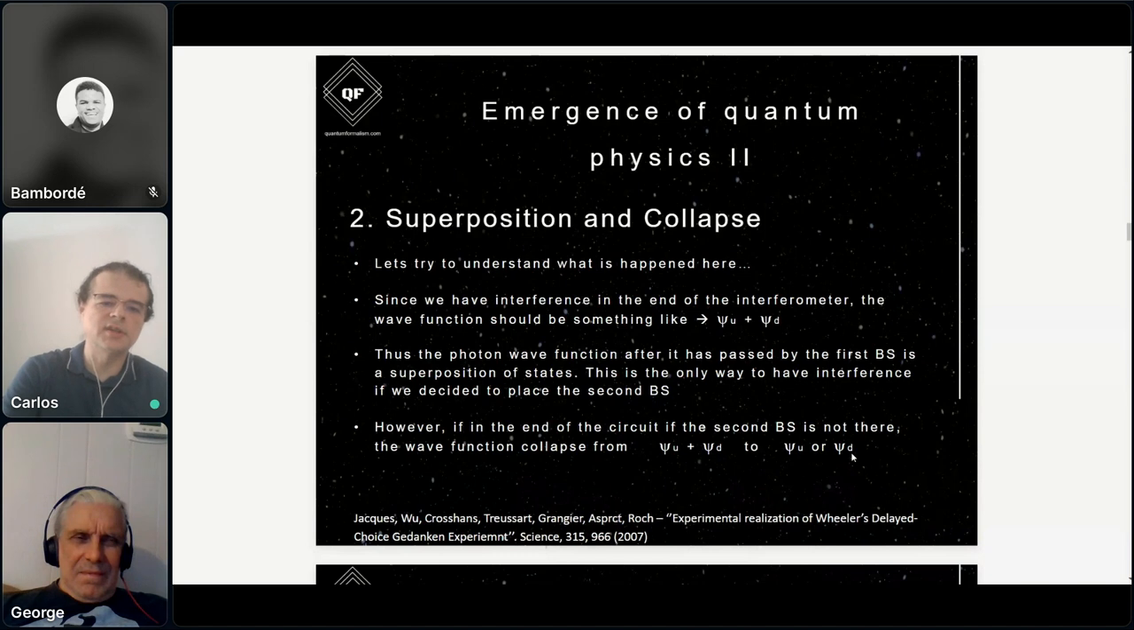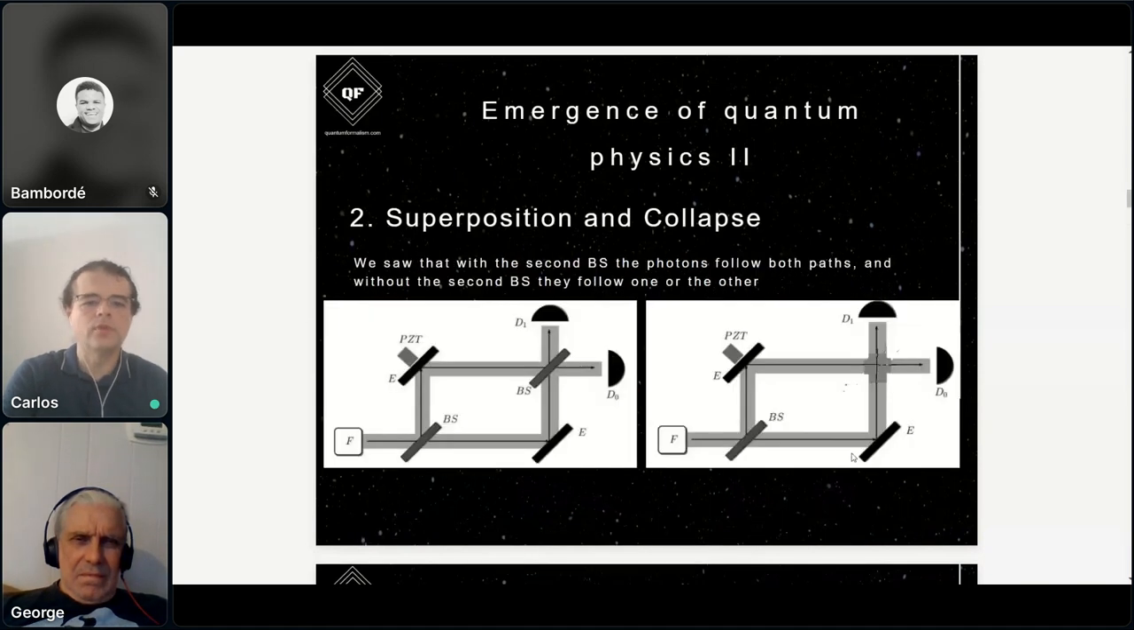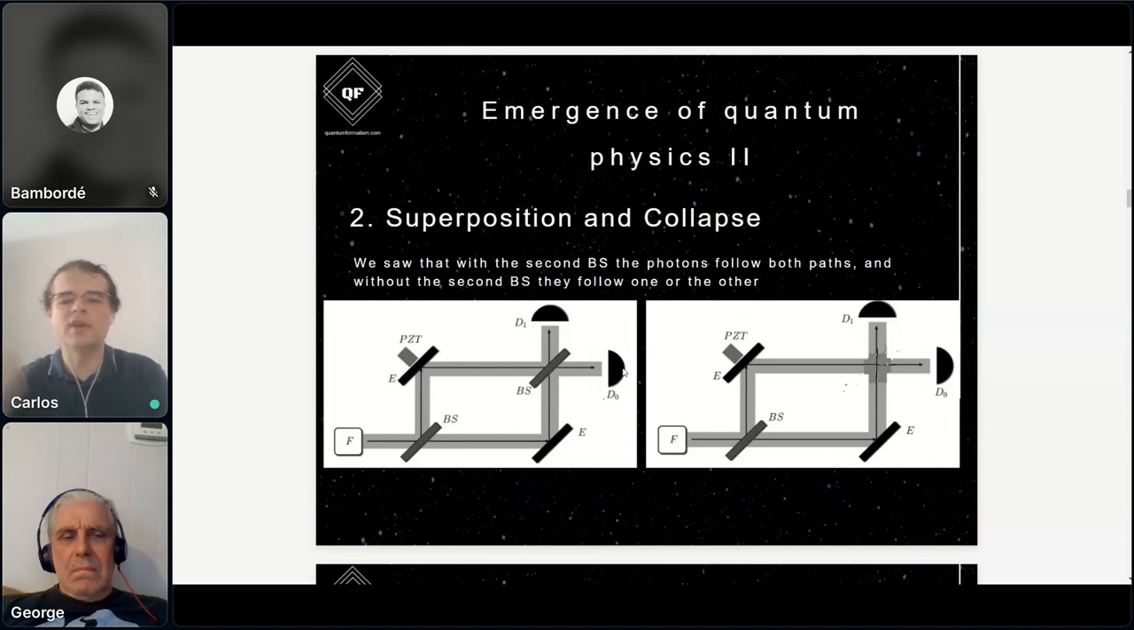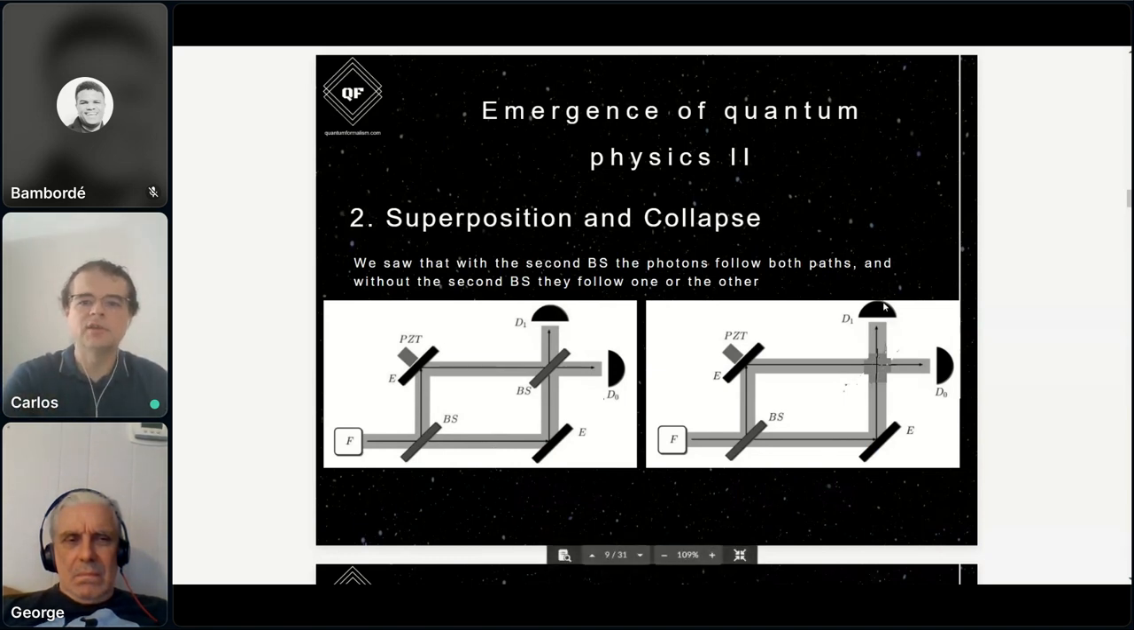So this is the explanation, right? The photon comes here, it's in a superposition state. It passed the first beam splitter. We can't really measure which direction it came from, but in the end, we will measure whether it behaves like a wave or like a particle. If it behaves like a wave, it's because it came in both directions and the wave function is PC up plus PC down when it passed here. If not, the wave function collapses and we find it here or here. Either it came from this direction on the upside, or it came from this direction on the bottom side.